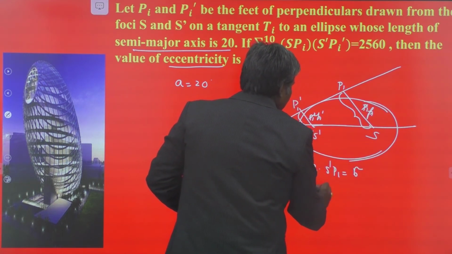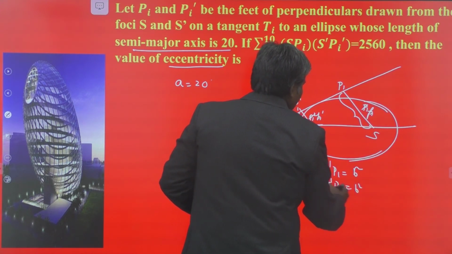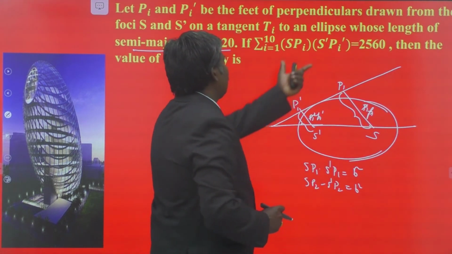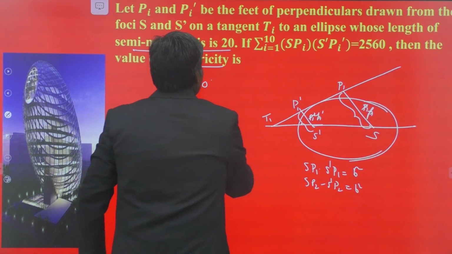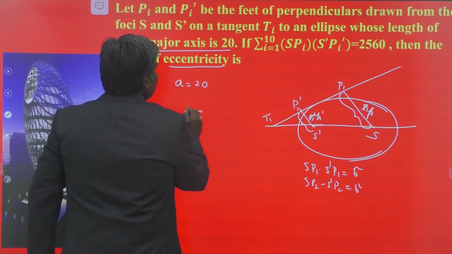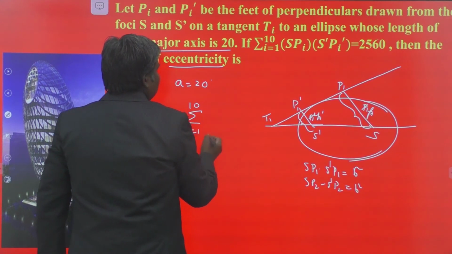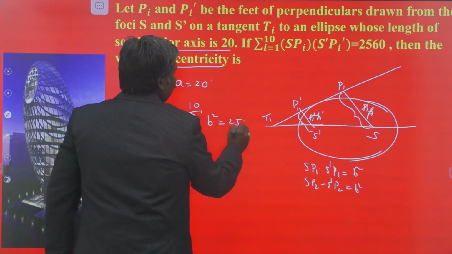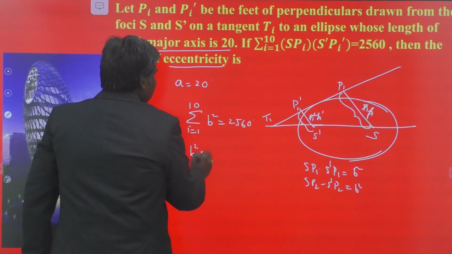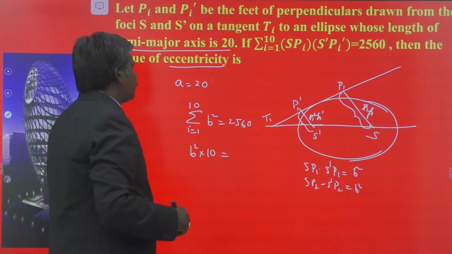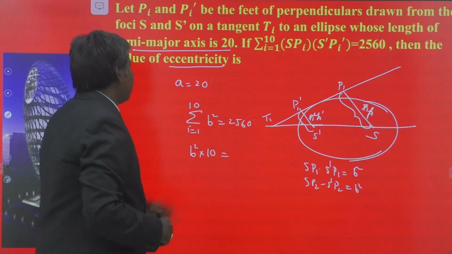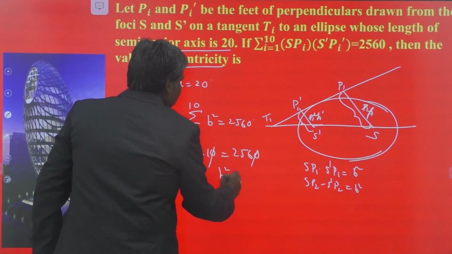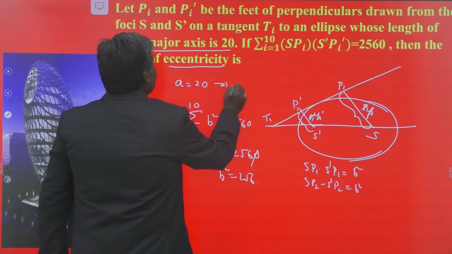Similarly, SP2 into S dash P2 is also B square. So I runs from 1 to 10, and 10 times B square is there. So SP_i into S dash P_i is B square for all i equal to 1 to 10. That is nothing but B square, and the sum equals 2560. That means B square times 10, since B square is a constant coming outside, 1 plus 1 plus 1 and so on 10 times, that is 10, is equal to 2560. So your B square is 256 and A square is 400.